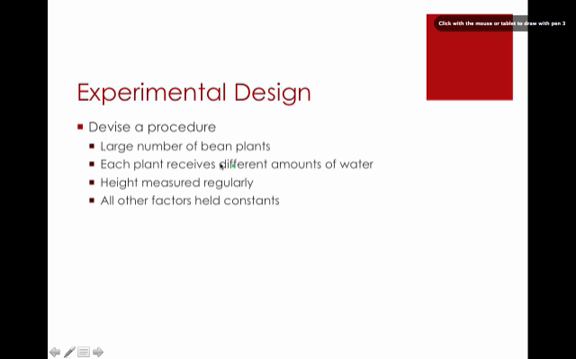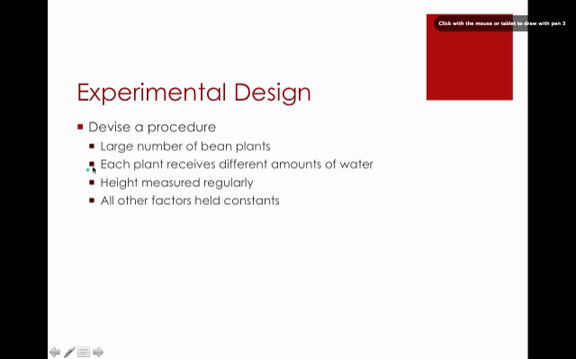If you have 100 plants in your experiment and one of them does something really strange, like turn into a pumpkin tree or a pumpkin plant, then it's not a big deal out of 100 plants. But if one of them turns into a pumpkin and you only did 3 samples, that's 33% of your sample size, and that's going to be a huge problem. So a large number of bean plants, as large as reasonable for what you're doing.